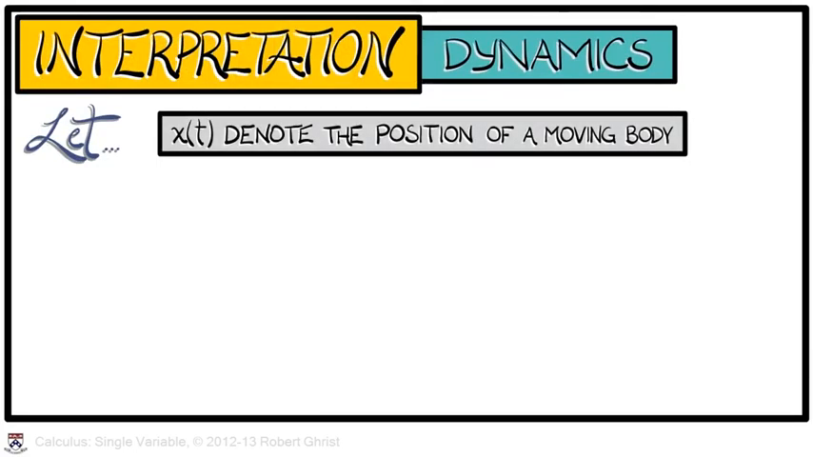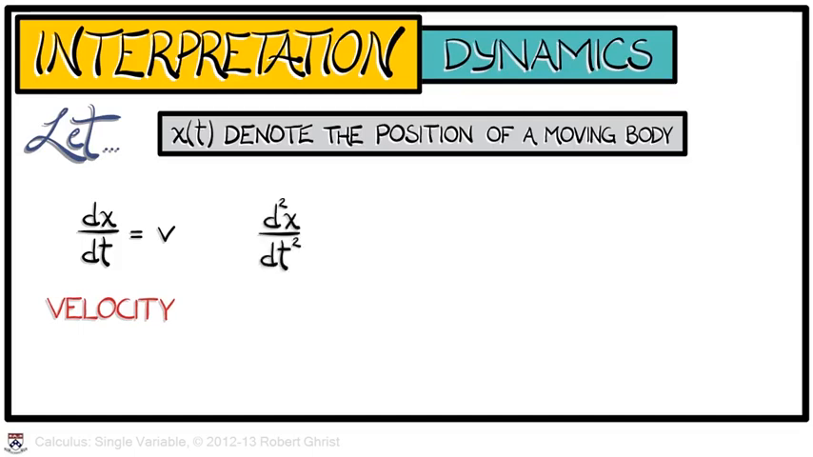One good example comes from dynamics. If x, as a function of time t, denotes the position of a moving body, then one interpretation for the first derivative is as velocity, as I'm sure you've seen before in your introductory physics. You may also know that the second derivative of position is, indeed, acceleration. It is the rate of change of velocity.